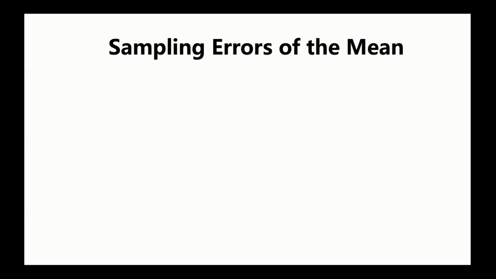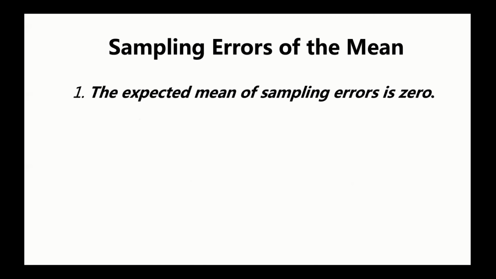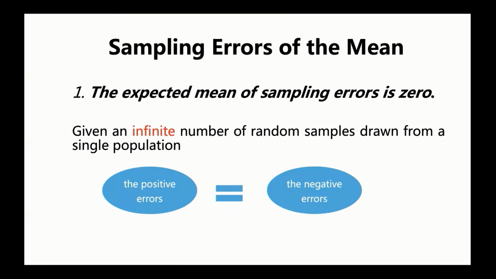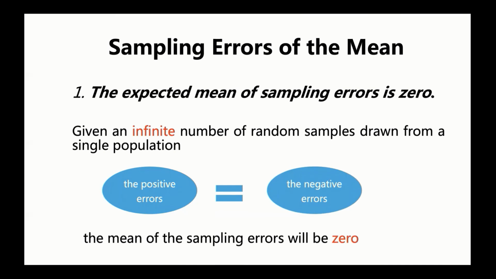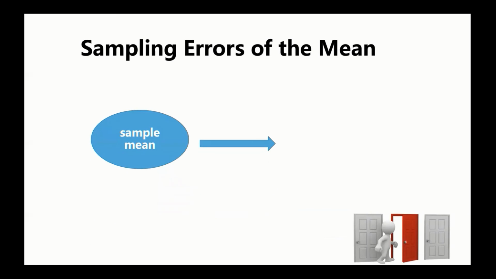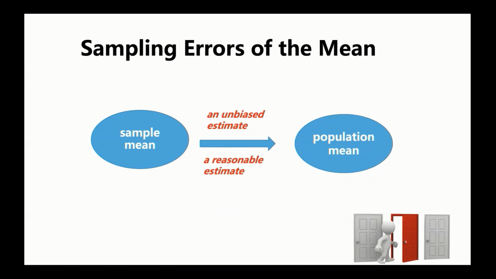Well, sampling error of the mean. Here we have some laws. The first one: the expected mean of the sampling error is 0. Given an infinite number of random samples drawn from a single population, the positive errors are equal to the negative errors. So the mean of the sampling error will be 0. Now, the sample mean is an unbiased and reasonable estimate of the population mean.